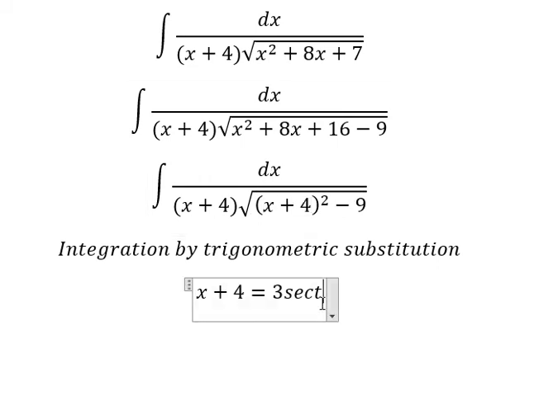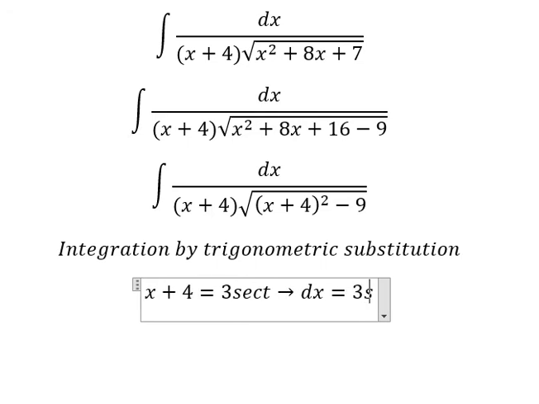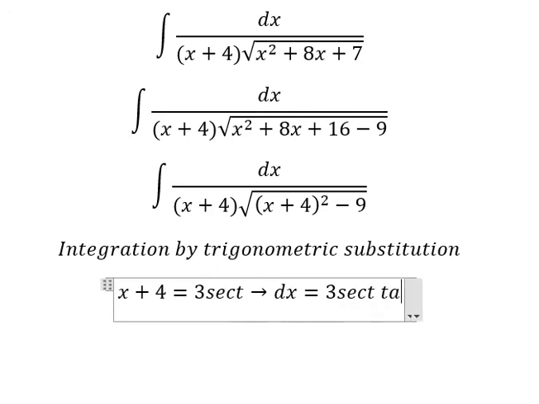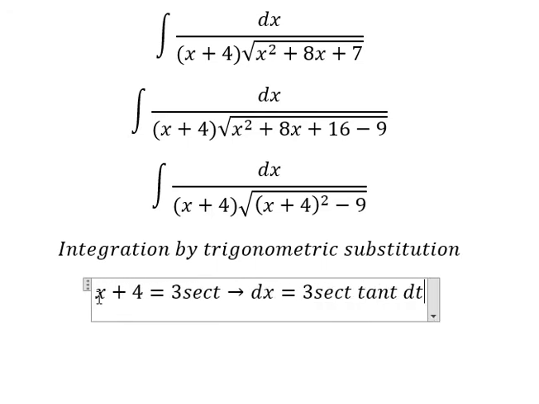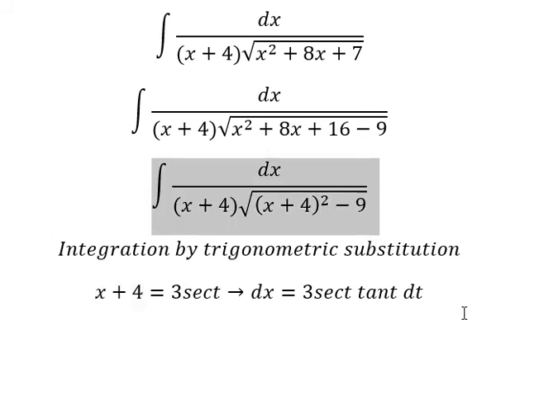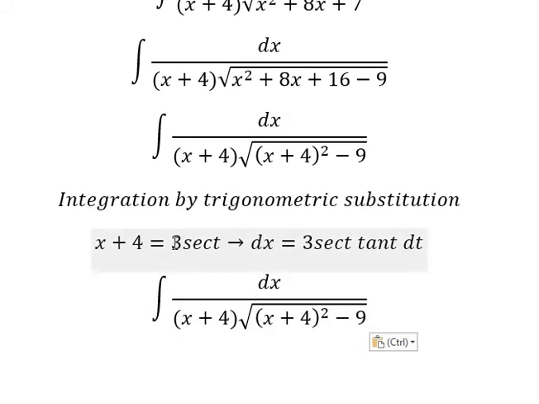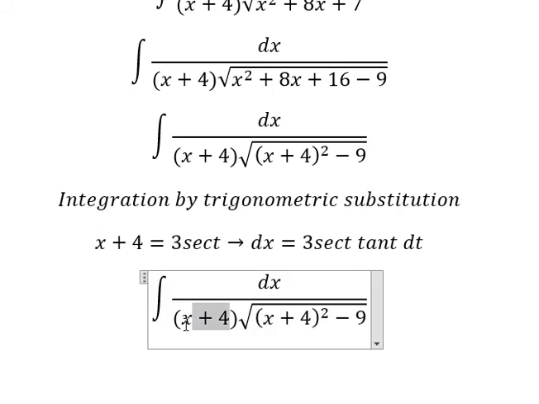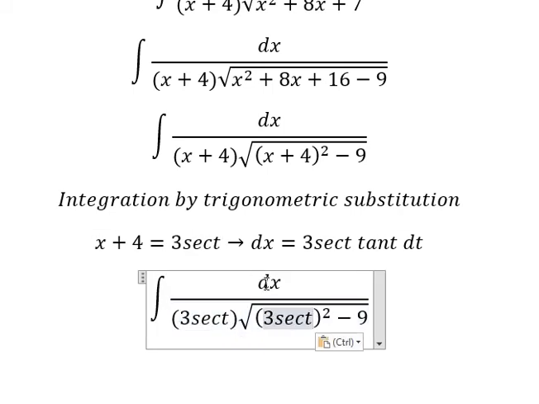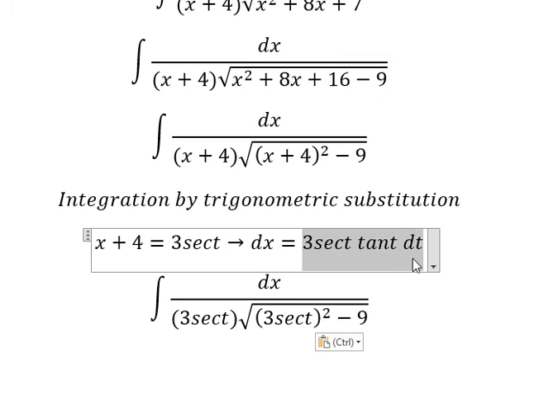And ds. ds we have 3 secant of t tan t dt. After we take the first derivative of both sides, we put this one here, and this one here. The s we change by this one.